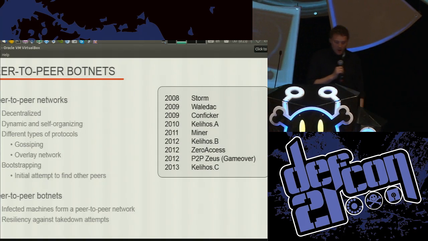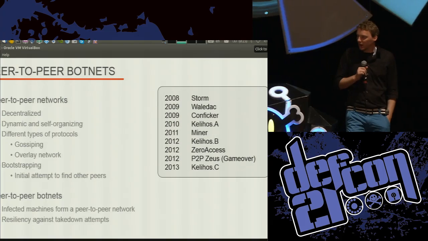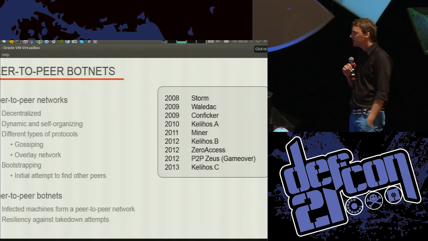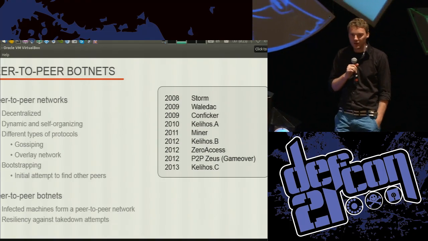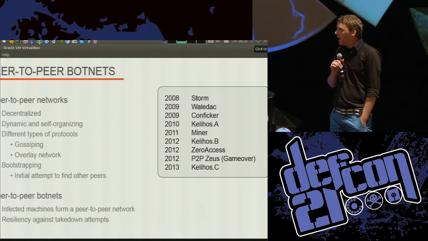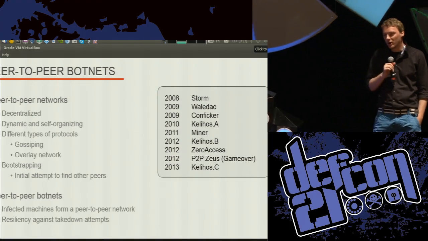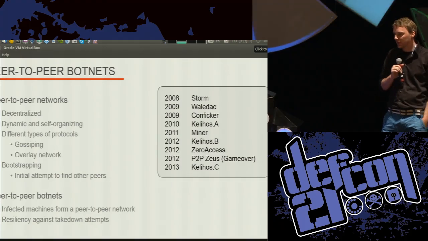Speaking of that box, that's my own private history of peer-to-peer botnets I analyzed. So I started in 2008 with the Storm worm, which used the eDonkey network or Kademlia network or protocol, together with some other people. Some of them are here in this room.